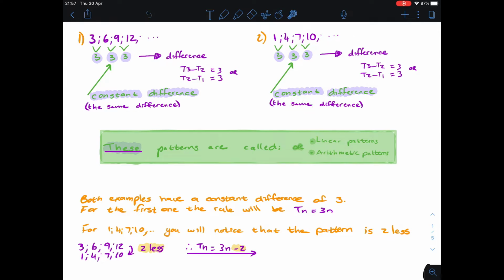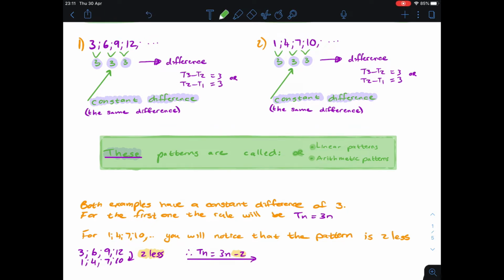Now you will see that even though these 2 patterns look completely different, they actually have the same difference. Now in these patterns, if they have the same constant difference, they're actually called linear patterns or arithmetic patterns. So both the examples have a constant difference of 3. We saw that, we worked it out, so we can agree on that.